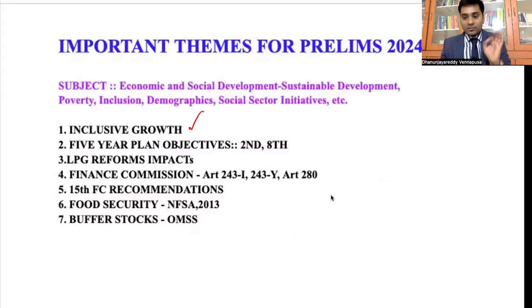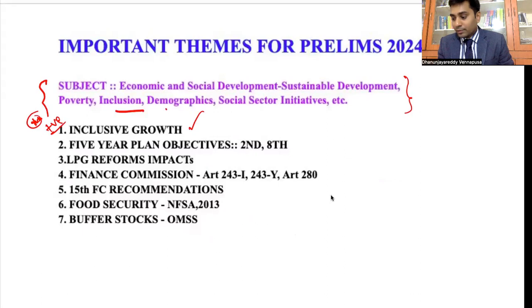Inclusive growth concepts are always important. Inclusive growth is a positive term. Hence, if there is a question, definitely there will be a question on inclusive growth in UPSC. Why will there be a question? If you look at the syllabus of prelims, what they said for economy is: economic and social development, sustainable development, poverty, inclusion, demographics, social sector initiatives. So without this, there will be no question.